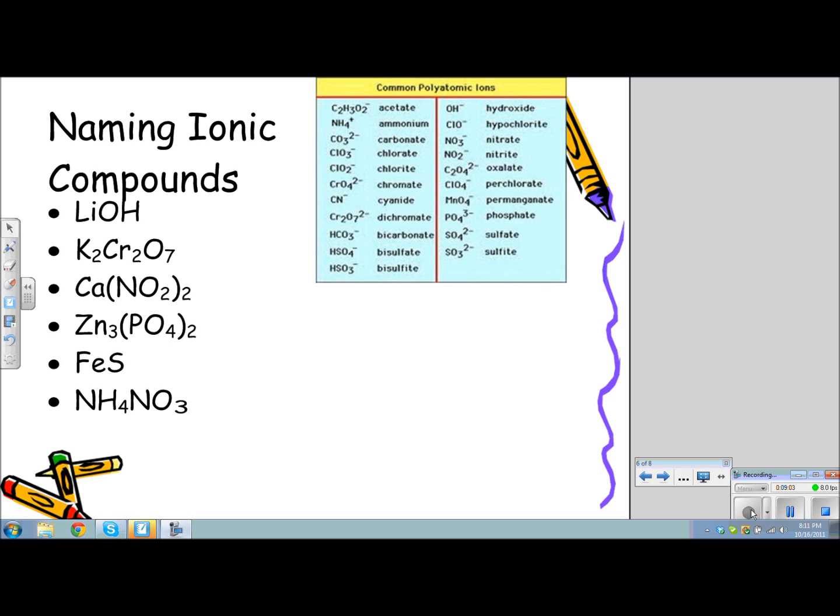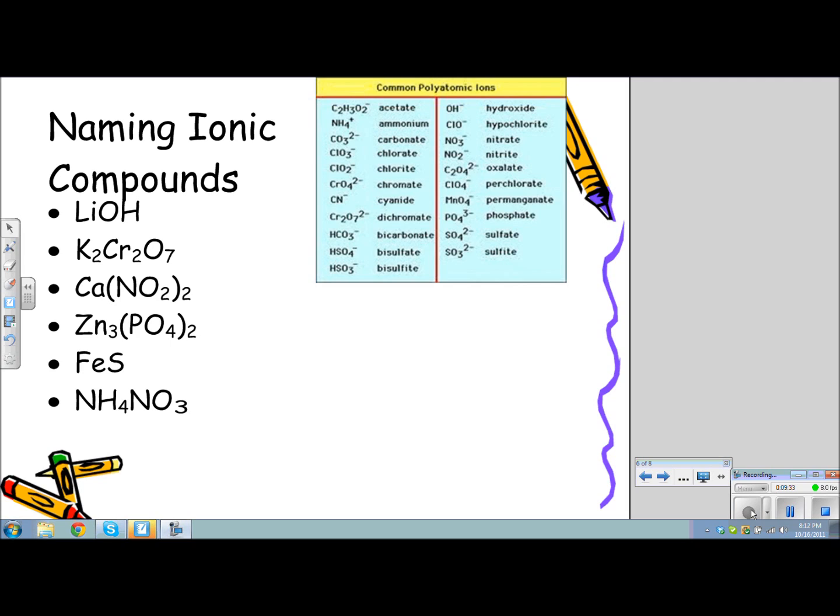The first one is lithium hydroxide. This is a type 1 compound. The second one is potassium dichromate. The third is calcium nitrite. Then zinc phosphate.